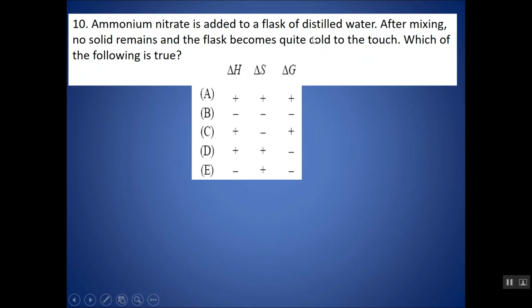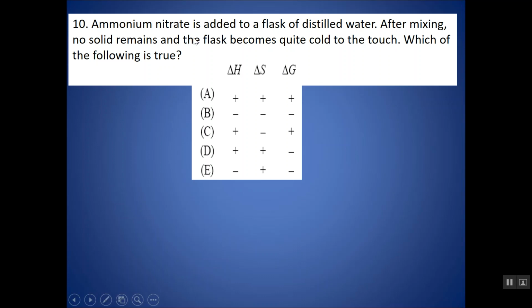Ammonium nitrate is added to a flask of distilled water. After mixing, no solid remains, and the flask becomes cold to the touch. Which is true? So if something is dissolving, going from solid to aqueous, the entropy would be increasing, so delta S would be positive. Let's talk about what's happening in terms of delta H. It's telling me the flask becomes cold to the touch. So the reaction must be absorbing heat. So delta H must be positive.